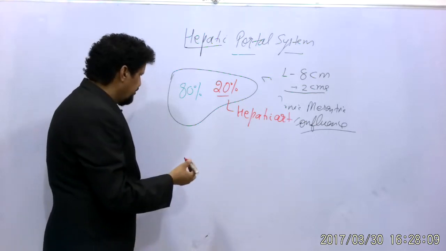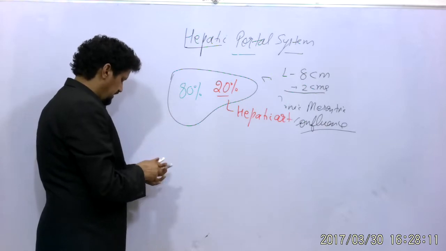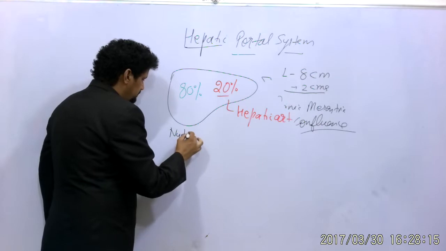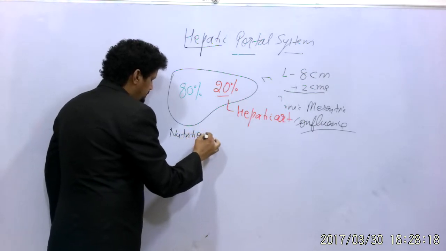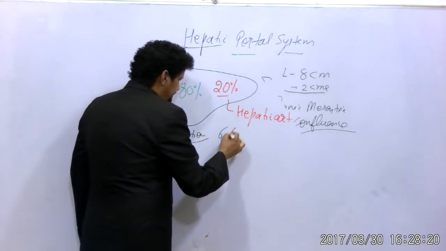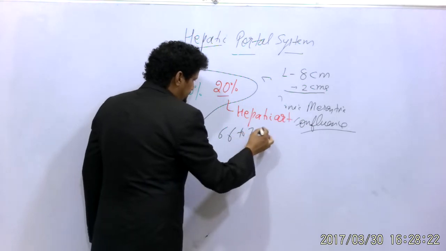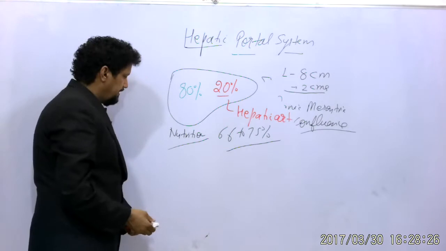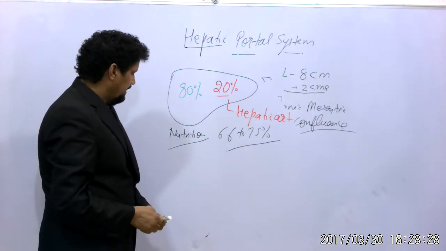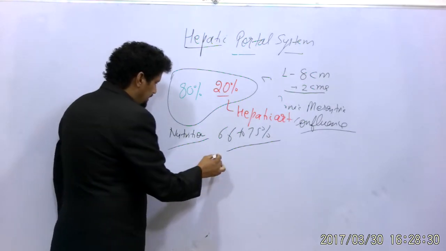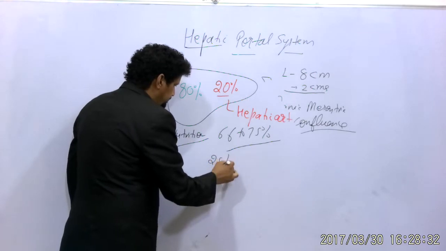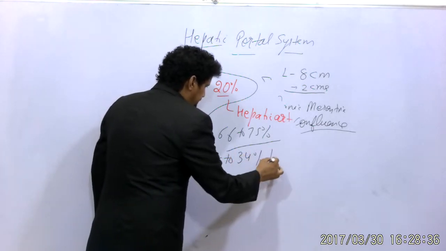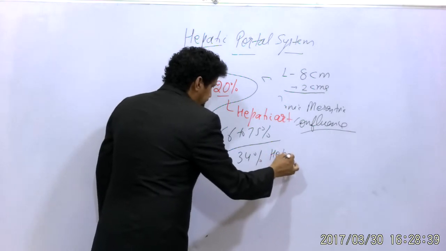When we talk about the nutrition, 66 to 75% nutrition to the liver is from the portal vein, and the remaining 25 to 34% is from the hepatic artery.